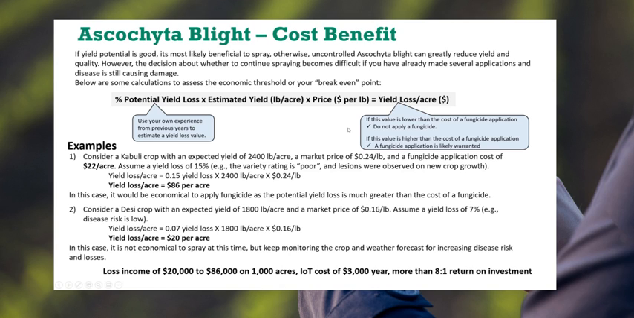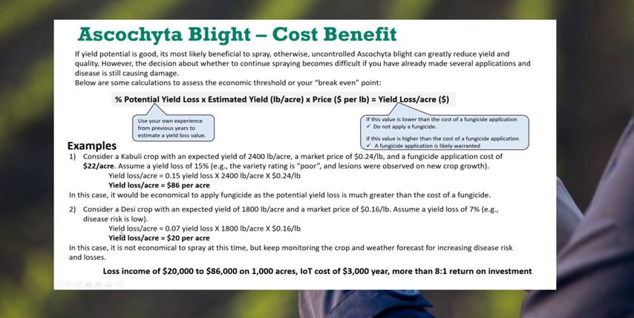So for ascochyta blight, there is a cost benefit. You want to make a calculation on the economic threshold, or the break-even point, of when you should spray for it. The potential yield loss times the estimated yield in pounds per acre times the price will give you the yield loss per acre. If the value of the loss is lower than the cost of the fungicide application, then do not apply. If the value is higher than the cost of the fungicide, fungicide is warranted.